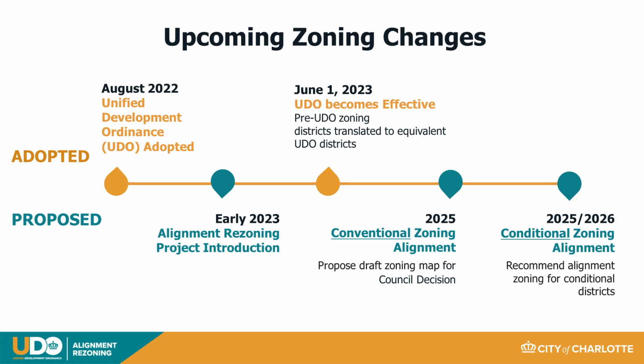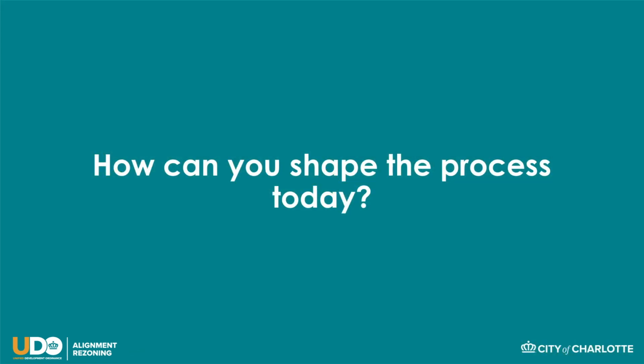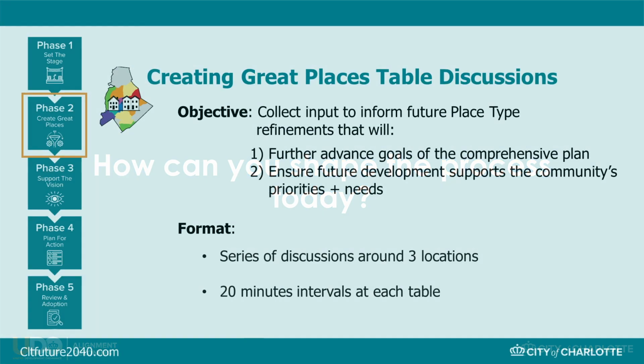The Unified Development Ordinance was adopted in August 2022 and will be effective June 1, 2023. The Alignment Rezoning Project is in early development. A recommended draft zoning map for conventional districts is tentatively scheduled for 2025. A recommended draft zoning map for conditional districts is expected in late 2025 or 2026. With that, let's talk about how you can shape the community area planning process today.